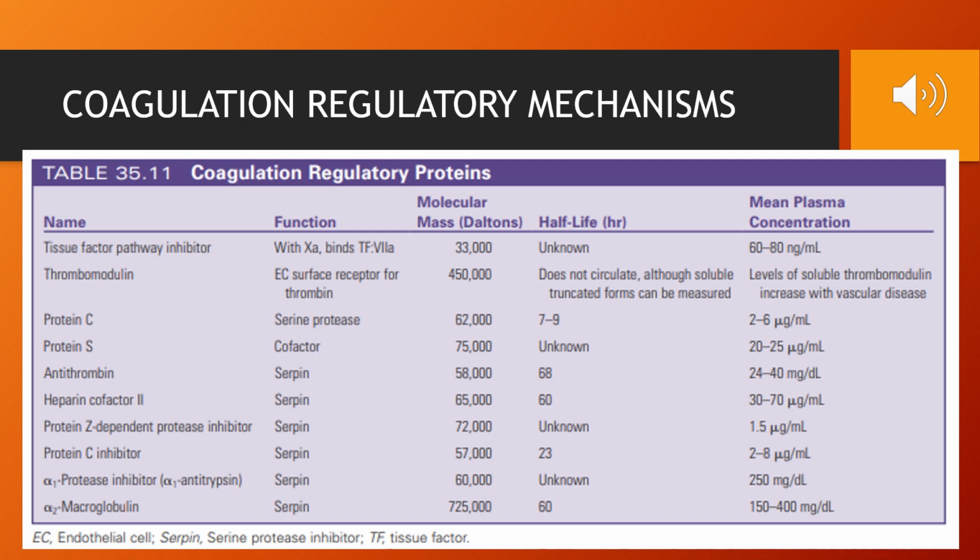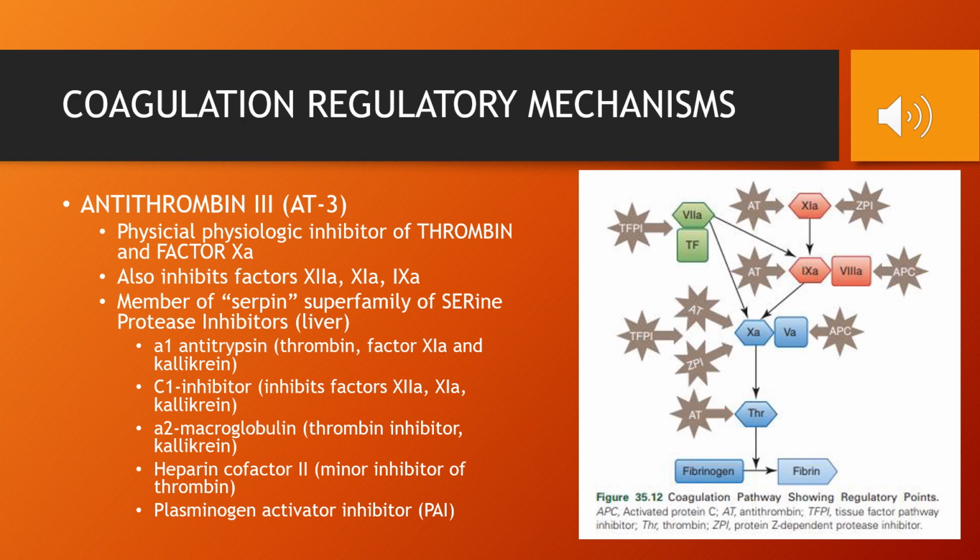This is just a summary of the coagulation regulatory proteins as well as their functions and other characteristics. So antithrombin was the first of the coagulation regulatory proteins to be identified and the first to be assayed routinely in the clinical hemostasis laboratory.